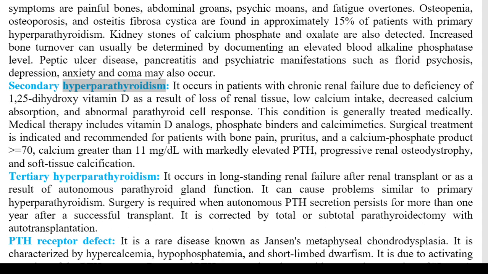Secondary hyperparathyroidism occurs in patients with chronic renal failure due to deficiency of 1,25-dihydroxyvitamin D as a result of loss of renal tissue, low calcium intake, decreased calcium absorption, an abnormal parathyroid cell response. This condition is generally treated medically. Medical therapy includes vitamin D analogues, phosphate binders, and calcimimetics.